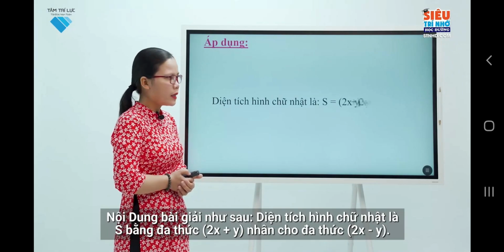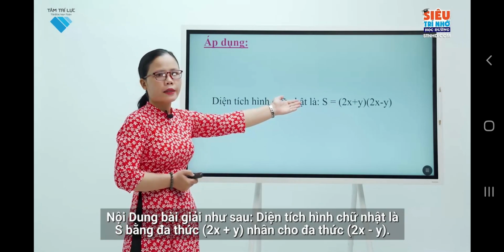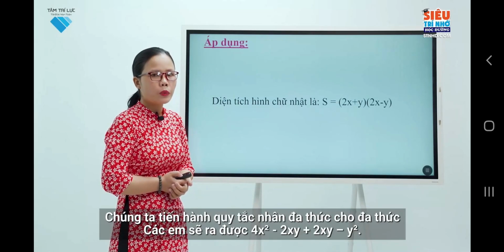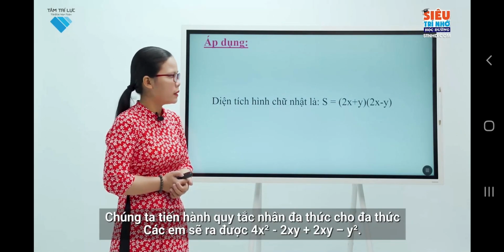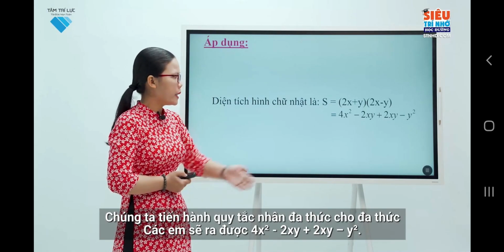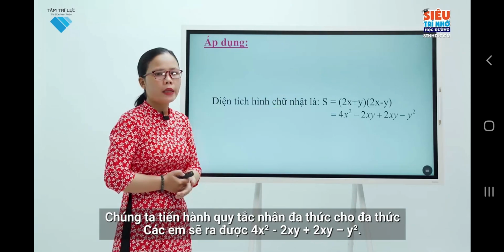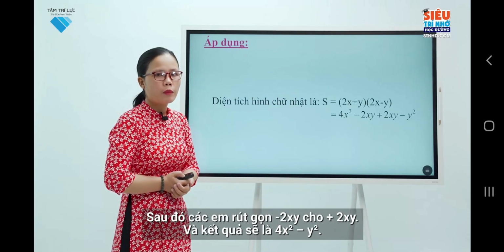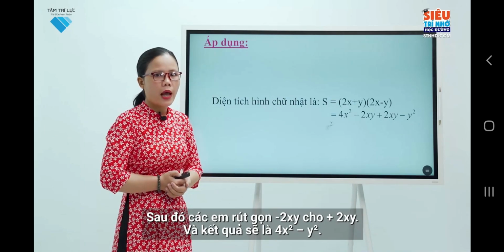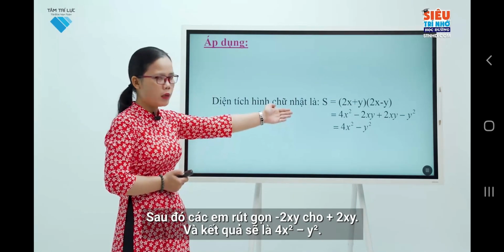Area of a rectangle is S equals polynomial 2x plus y multiplied by polynomial 2x minus y. We apply the rule of multiplying a polynomial by a polynomial. You will get 4x squared minus 2xy plus 2xy minus y squared. Then you simplify. Negative 2xy and plus 2xy cancel, and the result is 4x squared minus y squared.